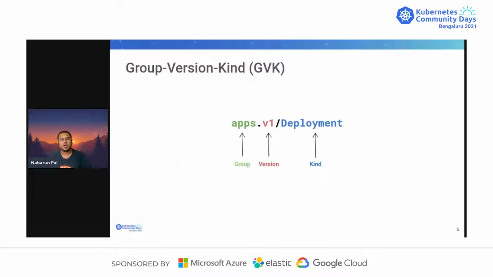Now you might wonder, how are these Go types, which we define in code, mapped to group version kind? We will look at something called a scheme. A scheme maps Go types to all possible group version kind combinations. A scheme also stores a list of conversion and defaulting functions. We will explain what converters and defaulters are in a later part of this talk.